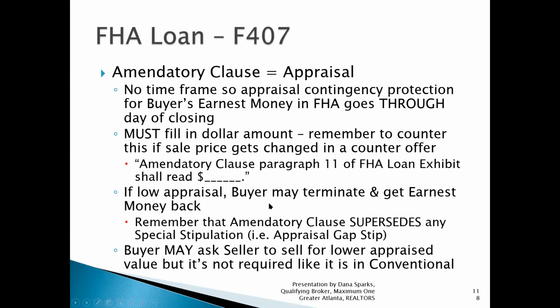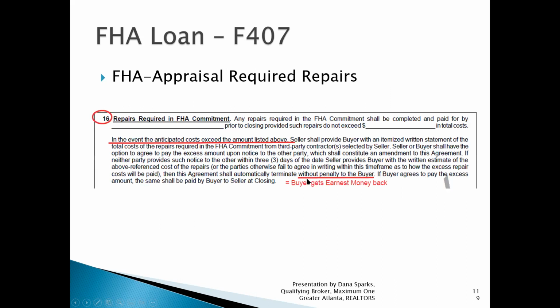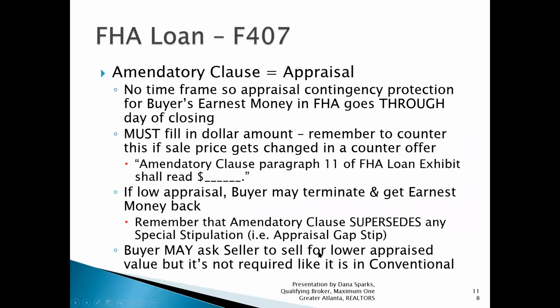If the buyer is getting an FHA or a VA insured loan, and the appraisal comes in low, the buyer may terminate. They can't just not show up, but they may send notice of termination prior to 11:59 p.m. day of closing, and they will get their earnest money back regardless of any special stipulation in the contract. Now, a buyer also has the right to ask the seller to sell it to them for the lower appraised price, but it's not required. But if the seller does agree to sell it for the lower appraised price, then the buyer is obligated to go through with the deal.